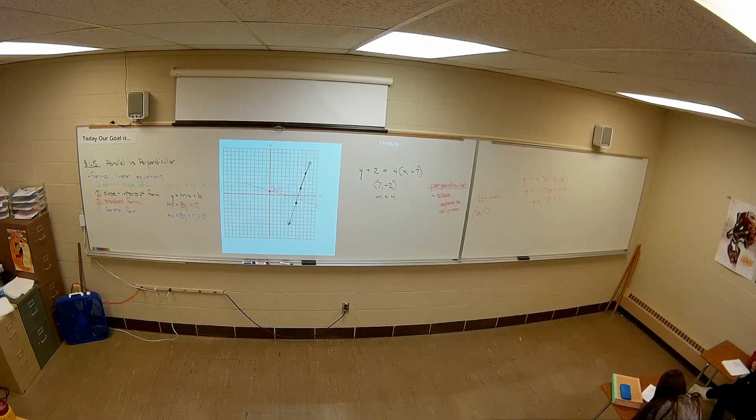Probably. If it rises, it has a positive slope. If it's negative, it has a negative slope. If there's no slope, it looks like this, horizontal. If it's 1 over 0... 0 over 1 is 0. 1 over 0 is undefined.